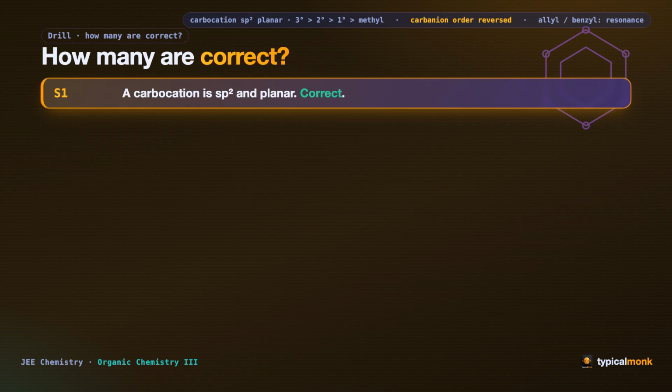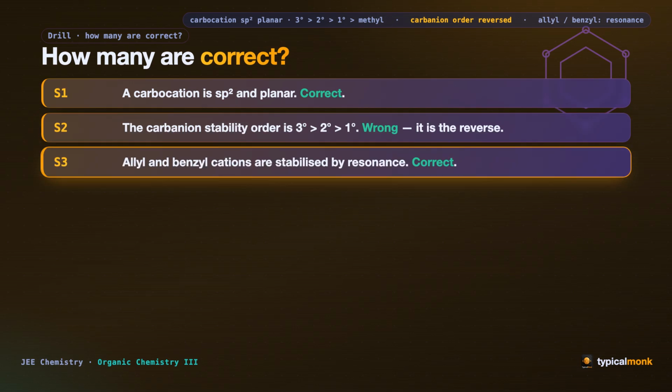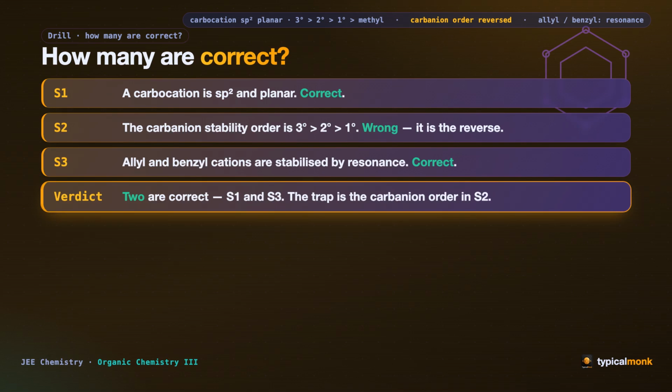Now, how many of these statements are correct? Statement 1. A carbocation is sp2 and planar. Correct. Statement 2. The carbanion stability order is tertiary over secondary over primary. Wrong. It is the reverse. Statement 3. Allyl and benzyl cations are stabilized by resonance. Correct. So the answer: 2 are correct. Statements 1 and 3. The trap is the carbanion order in statement 2.